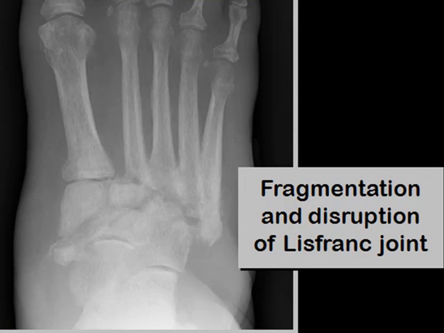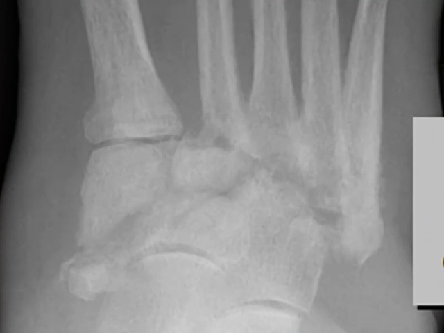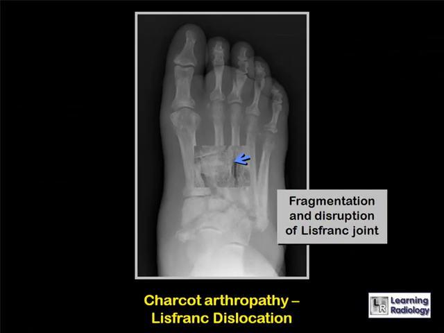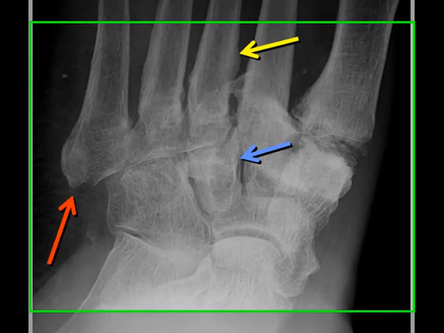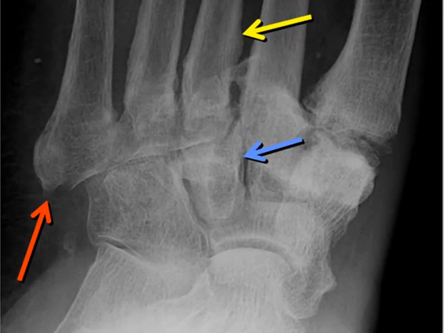You can see that there is lateral displacement of the second, third, fourth, and fifth metatarsals on the fragmented tarsal bones. There's also fragmentation of the base of the metatarsals. This is another patient who has Charcot arthropathy to a lesser extent than the first patient and a Lisfranc dislocation.